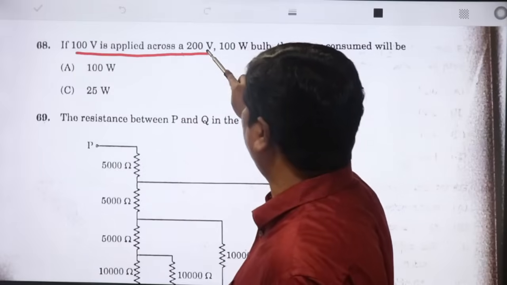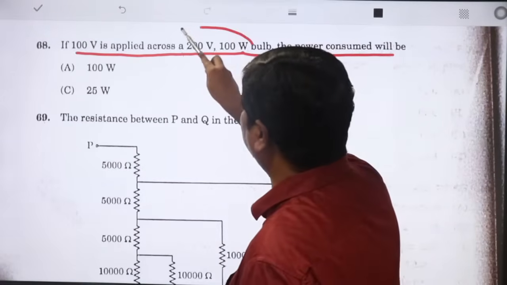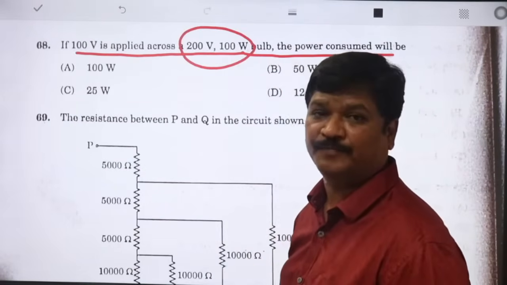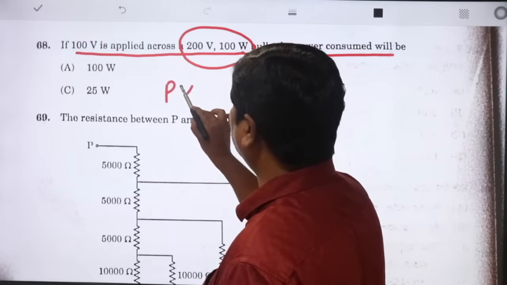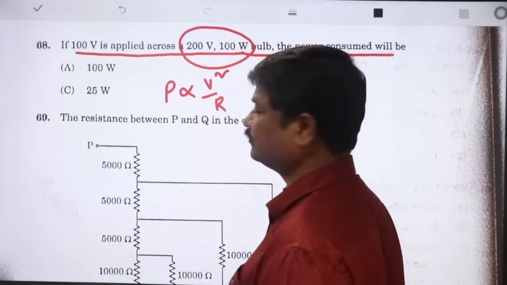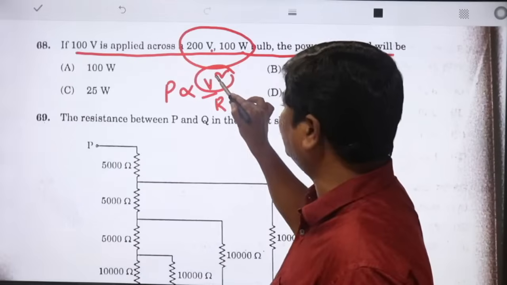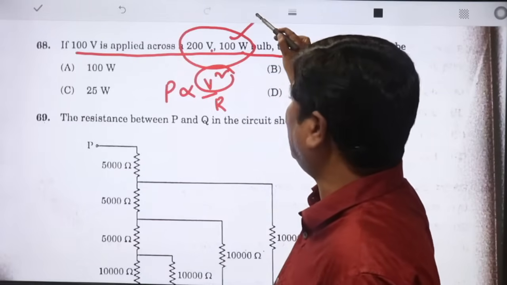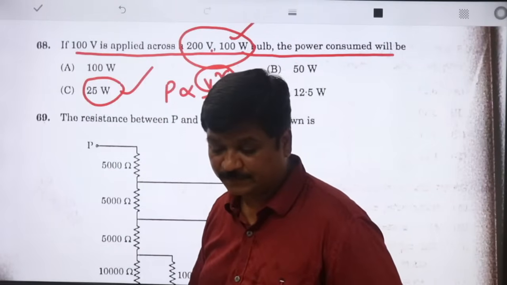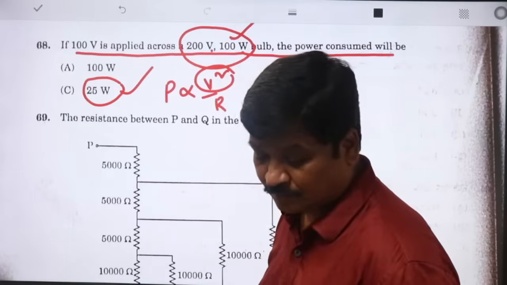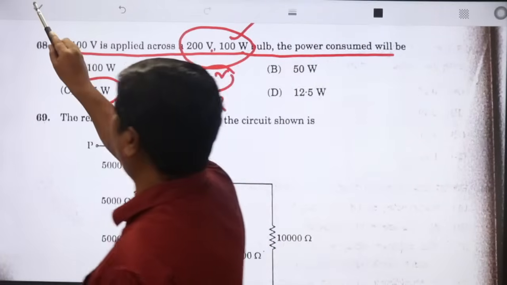100 volts is applied across a 200 volts, 100 watts bulb, the power consumed is? First of all, from this data, what do we have to calculate? The resistance of the bulb. Otherwise, the voltage is reduced by half. What is the power formula? Power is directly proportional to V square by R. The voltage is made half, so V square by 4 we are getting. Original power is 100 watts, 1/4 of the power is 25 watts.